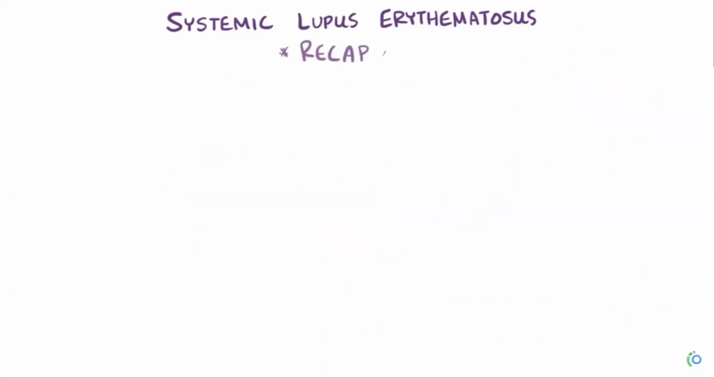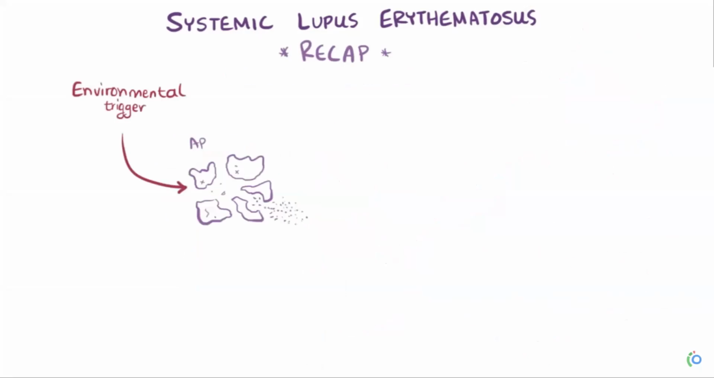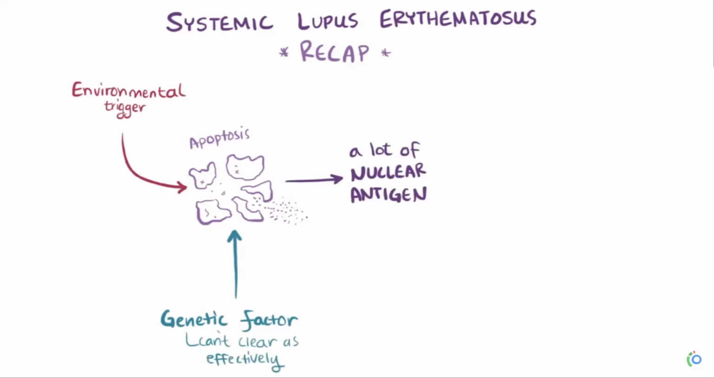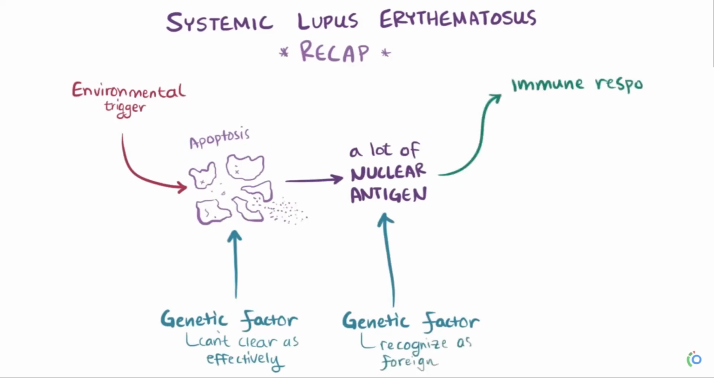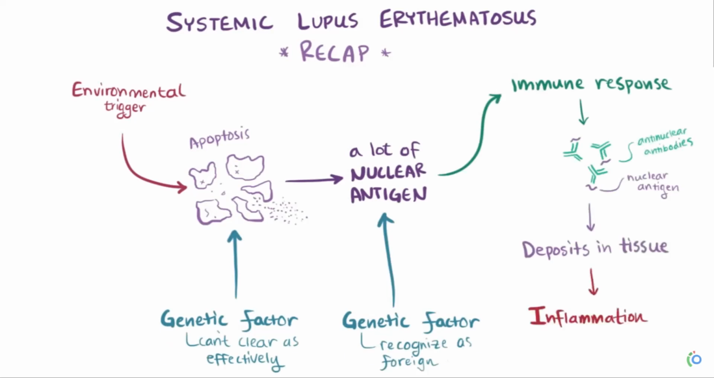Okay. As a quick recap, the model that's generally thought to be what leads to the symptoms of lupus starts with some environmental trigger, which damages cells and causes apoptosis and the release of nuclear antigens. At this point, the genetic components come in, and the person likely has certain genes that make them not so good at clearing these apoptotic bodies and nuclear antigens. So you end up with a lot of nuclear antigens floating around. In combination, they probably also have genes that cause their immune cells to recognize these nuclear antigens as foreign, which initiates an immune response, creates anti-nuclear antibodies that bind to the antigens and then float around and deposit in various tissues, which causes inflammation.